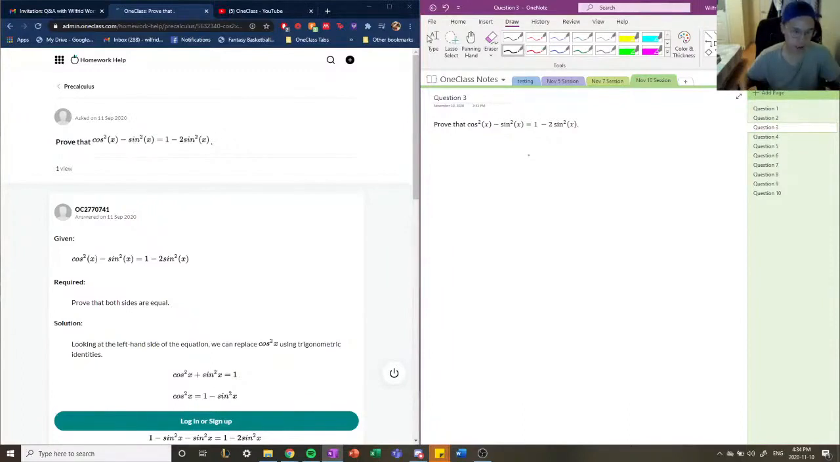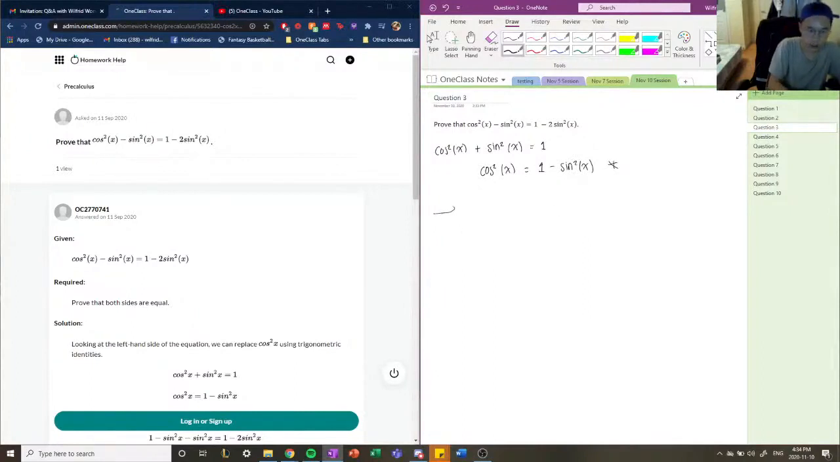So the question reads: prove that cosine squared x minus sine squared x equals 1 minus 2 sine squared x. I'm assuming that a lot of you know this basic trigonometric identity, which is cosine squared x plus sine squared x equals 1. And from here, you can isolate for cosine squared x. Okay, so we're going to use this identity to help prove the statement.